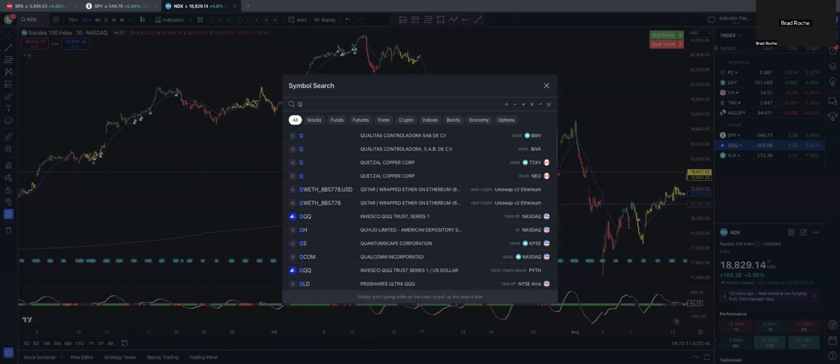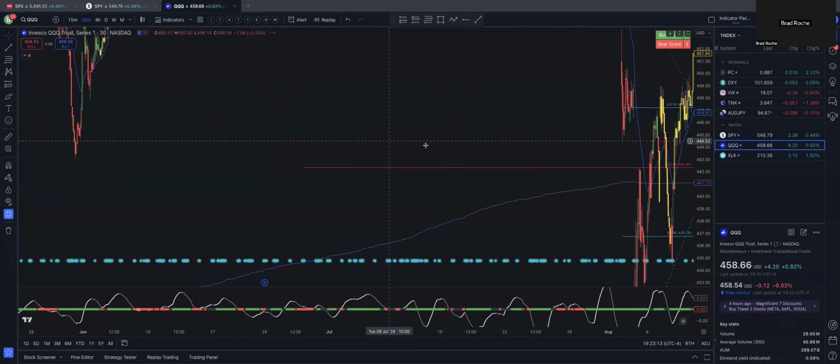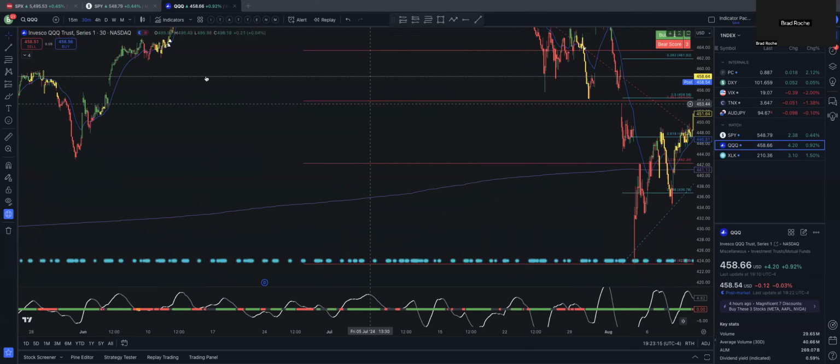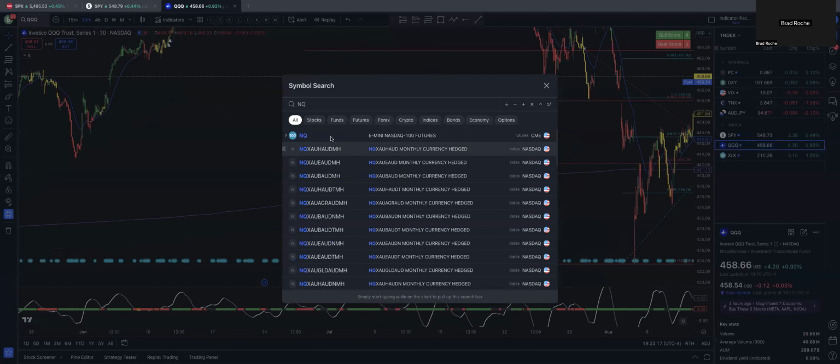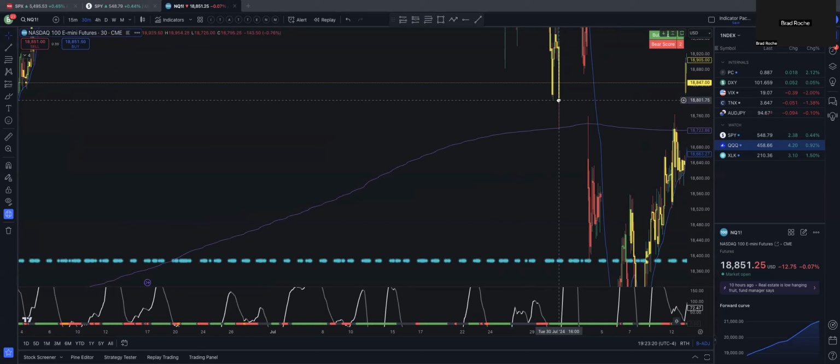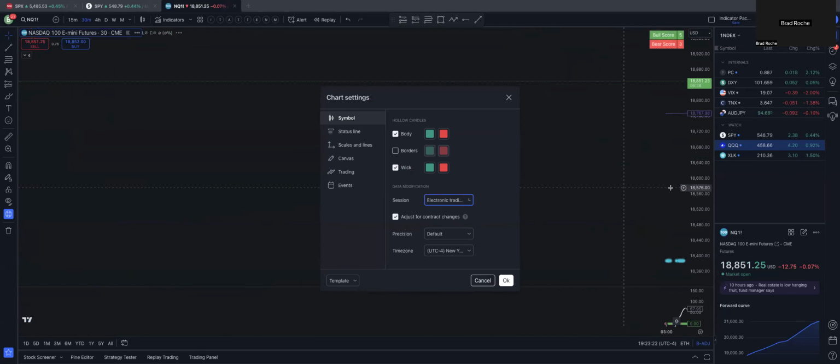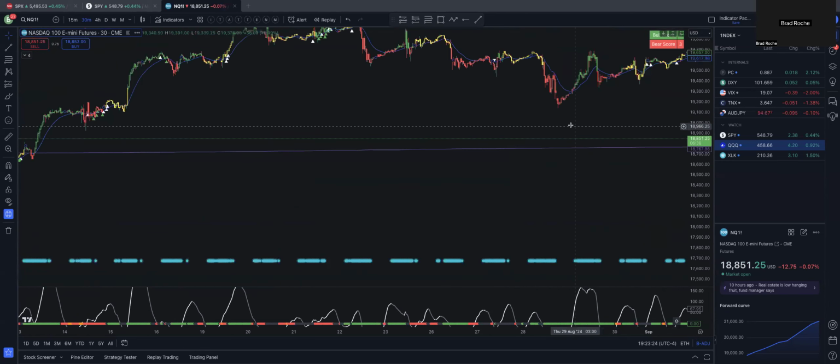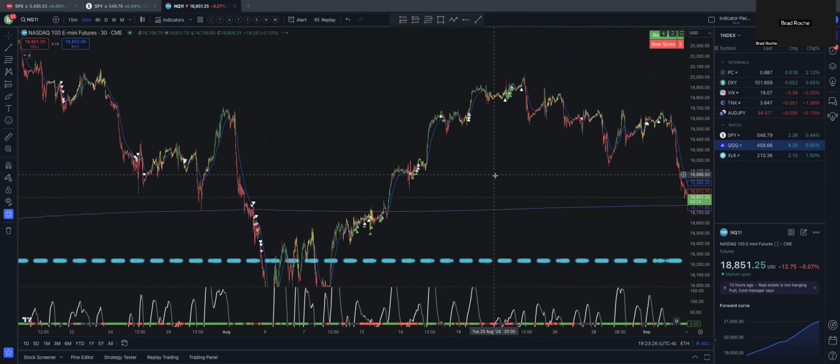Or you can look at QQQ, any of them. Can I show it again? Okay, NQ. So you go to NQ. Right now, your chart will look like this. And make sure you're on a lower time frame than the daily, because it won't let you do it if you're on the daily time frame.